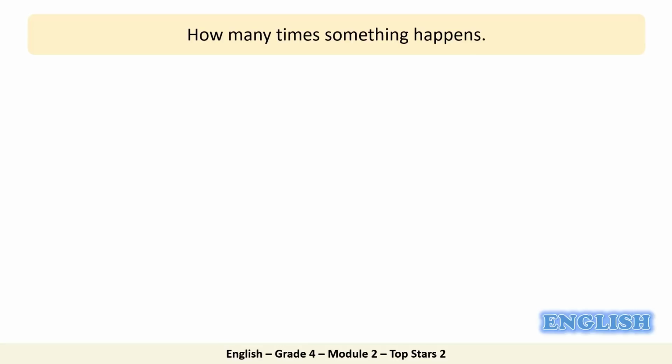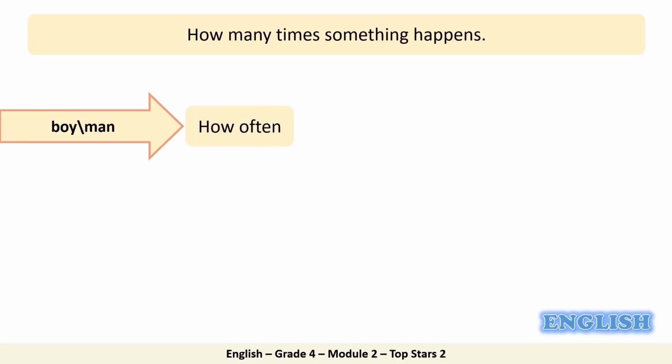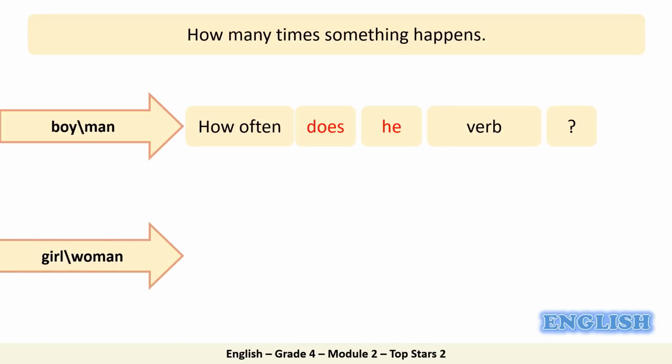Now, if you want to ask about how many times something happens and it is related to a boy or a man, we start the question with how often, followed by does, and we use the pronoun he and the verb in the infinitive form, and we put the question mark at the end. If we want to ask about how many times something happens and it's related to a girl or a woman, we start the question with how often, does with the pronoun she, we add the verb in the infinitive form, and we put the question mark at the end.